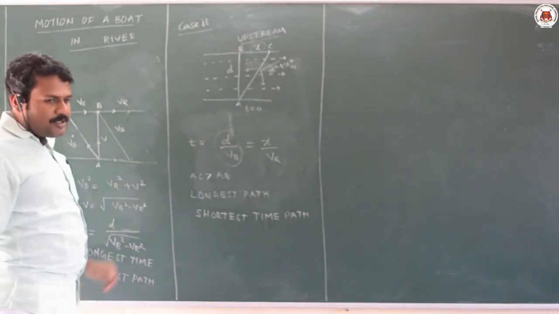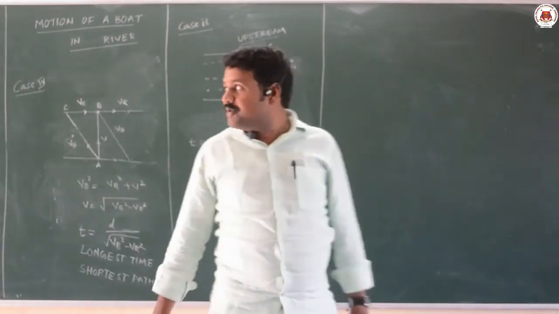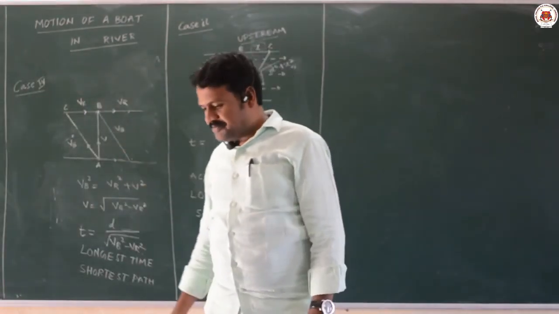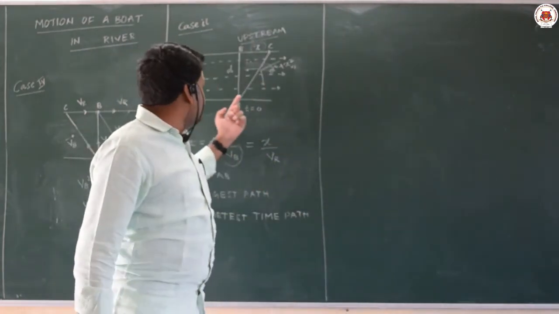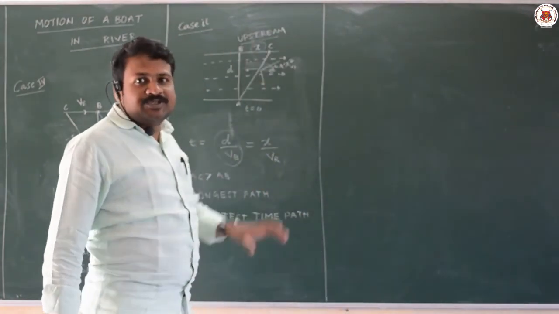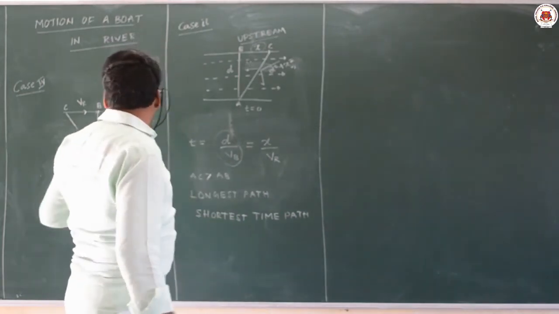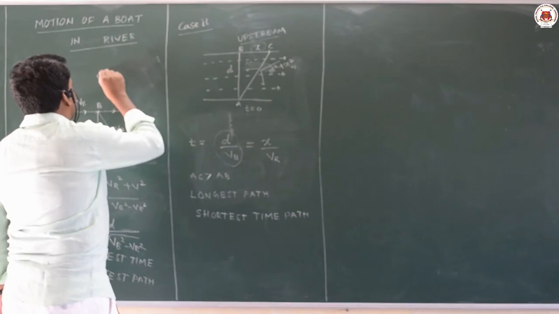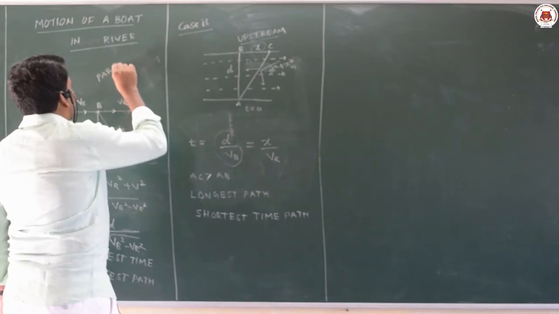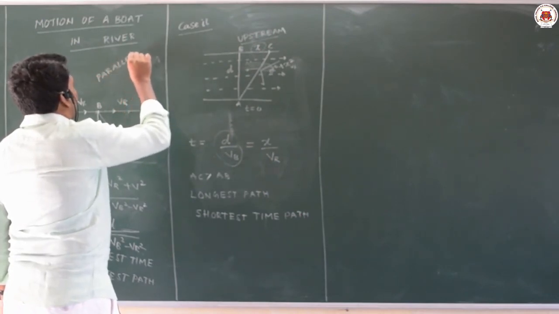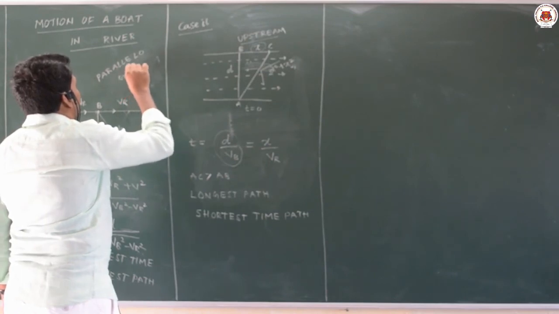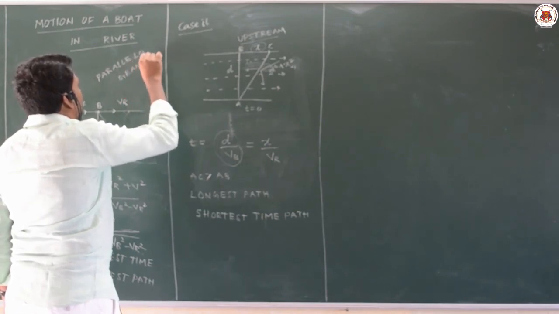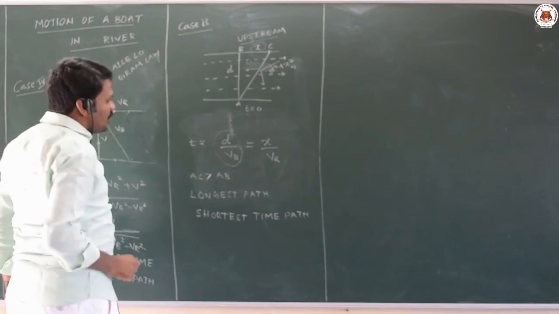So this is the motion of the boat in a river. These are the points you have to remember. You just have to take the velocity in the direction of displacement. That is the only point you have to remember. And this is an example, an application of the parallelogram law of vectors, that is addition. It is an application for addition.